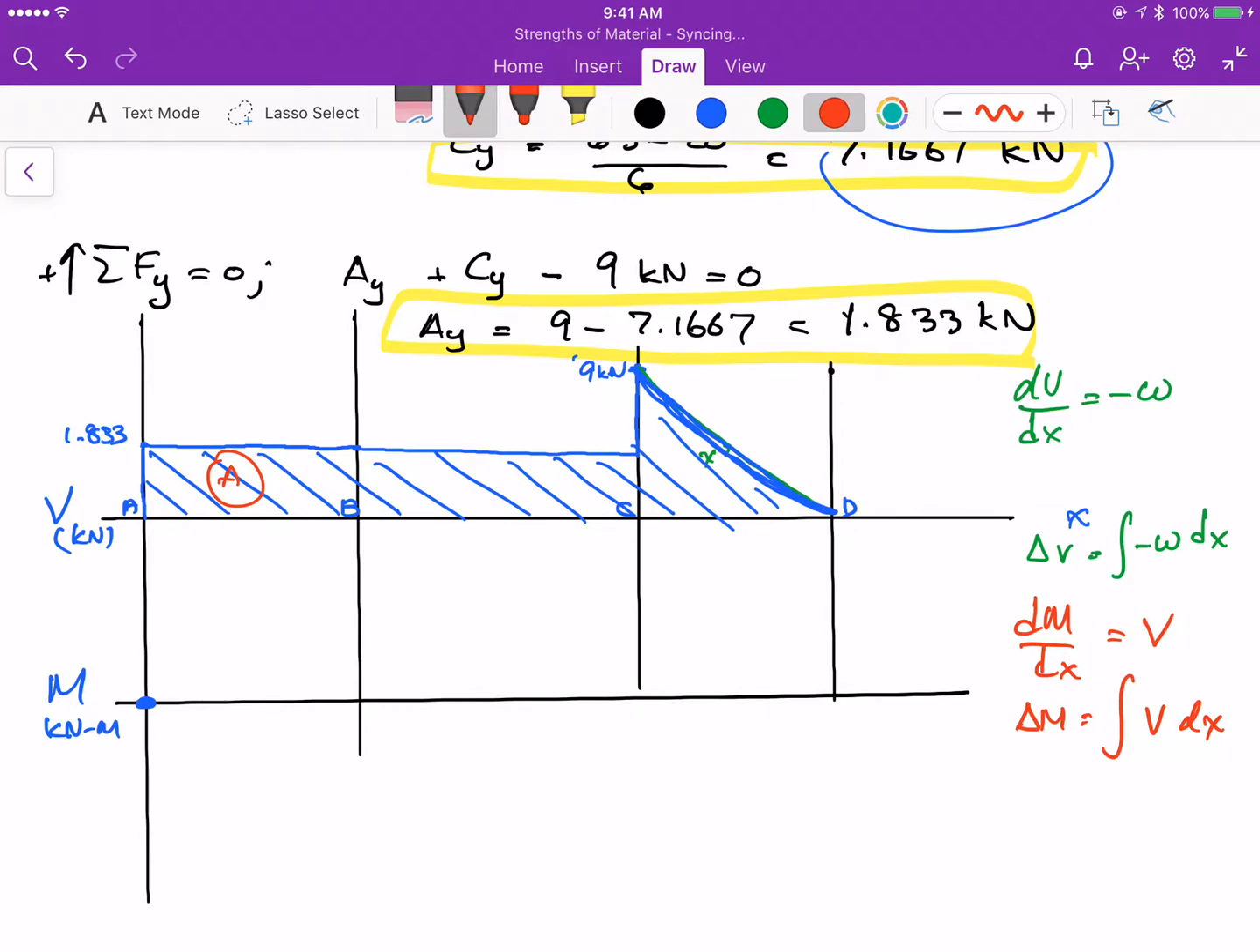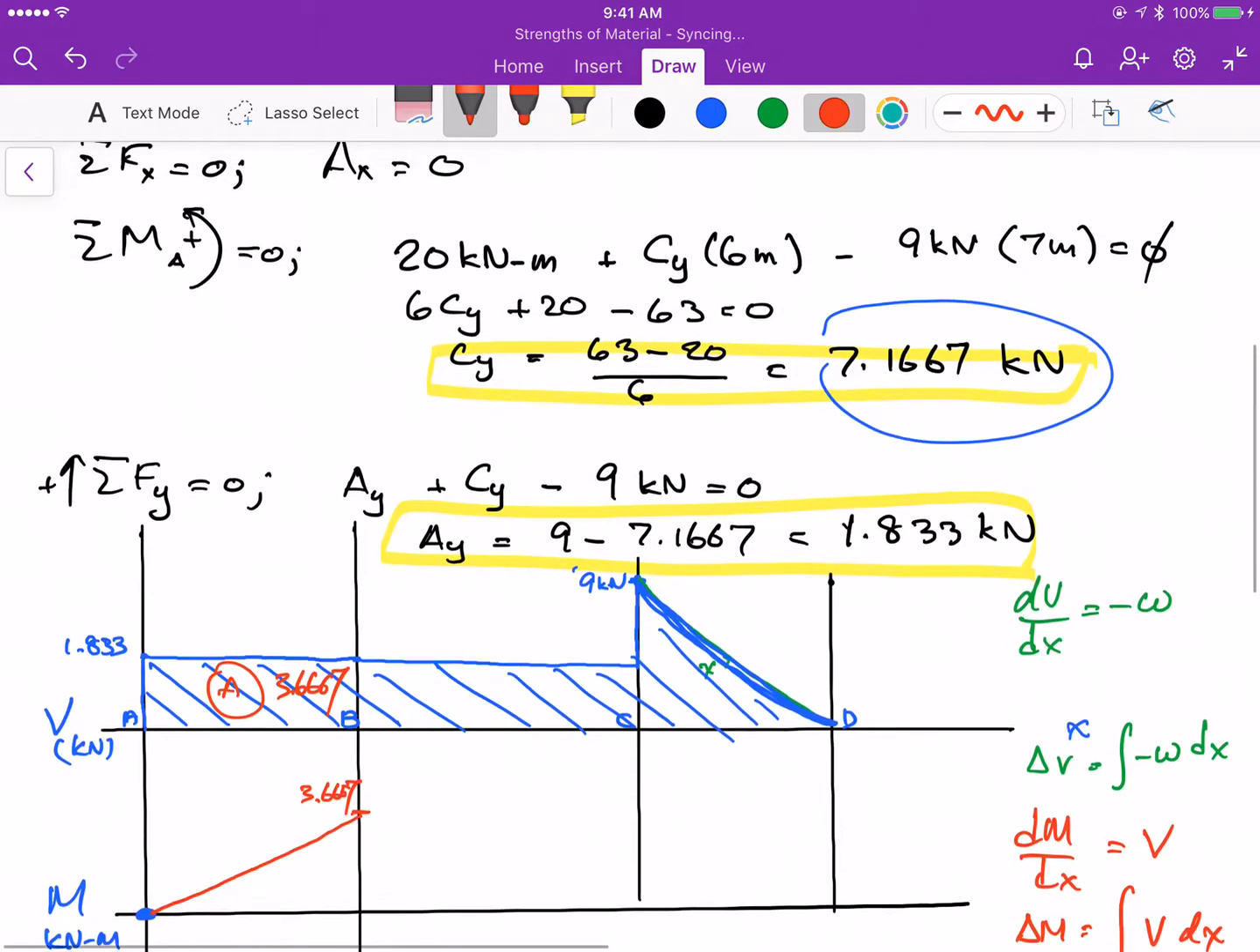So the area of the shear diagram is 1.833 times 2, and this is 3.6667 here. And so I go up to 3.6667 here, and it's going to be linear going up.